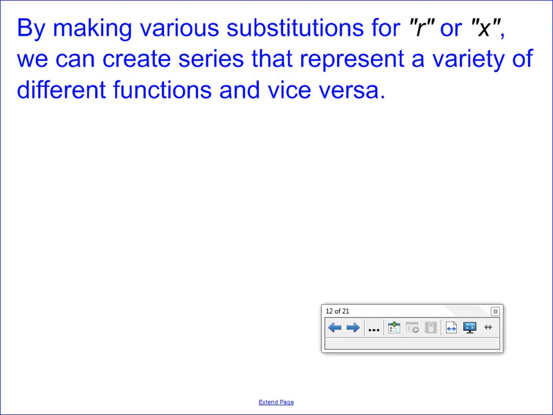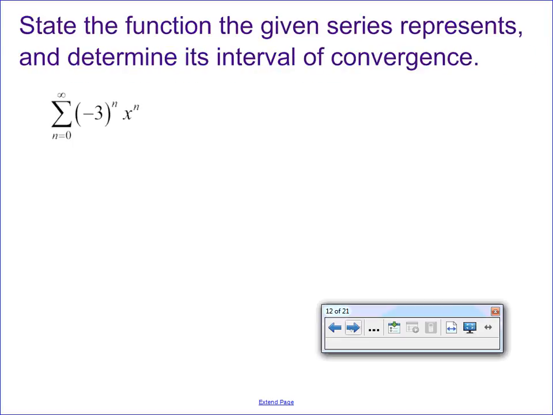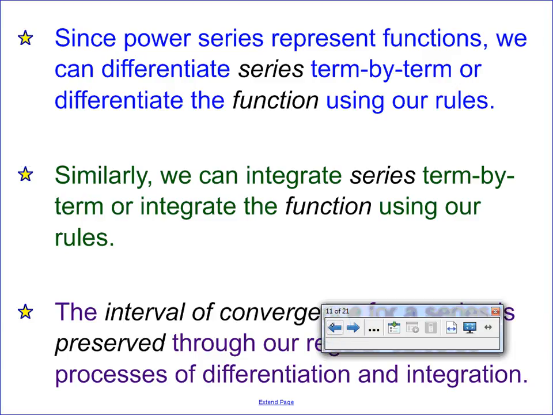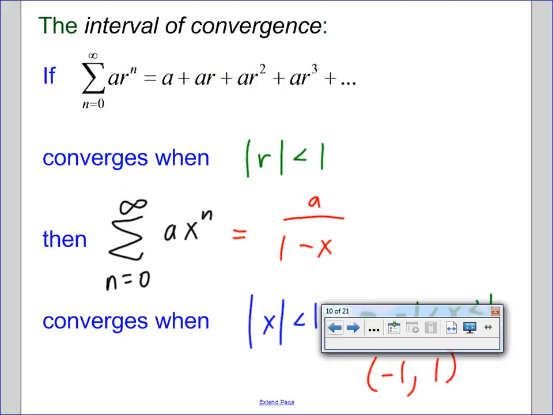So by making various substitutions for r or x, we can create series that represent a variety of different functions and vice versa, and that's exactly some of the stuff you're going to have to do in your assignment tonight. All right, so let's go ahead and practice some. State the function the given series represents, and determine its interval of convergence. The key here is being able to rewrite this in such a way that we can tell what x equals, or what r equals, so that we can write it as a function.